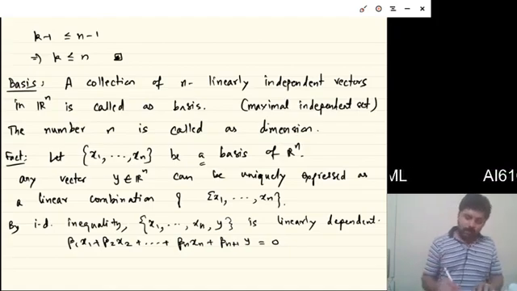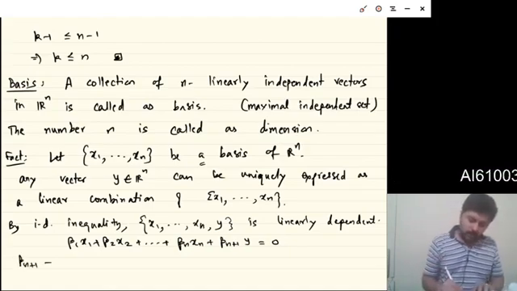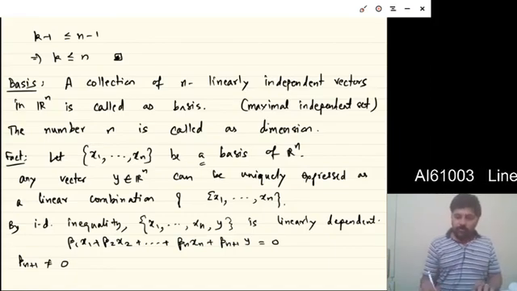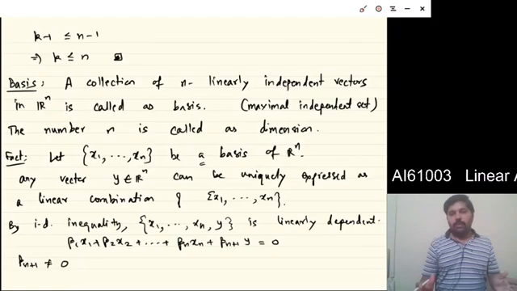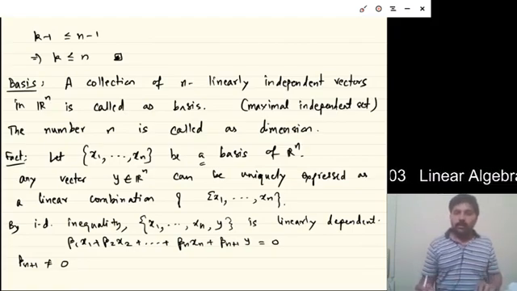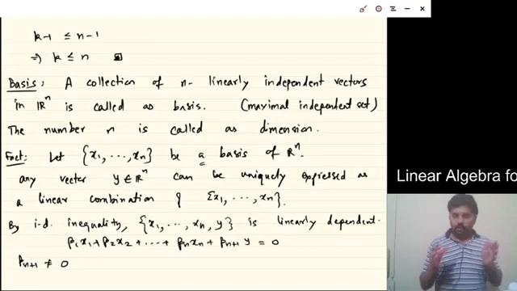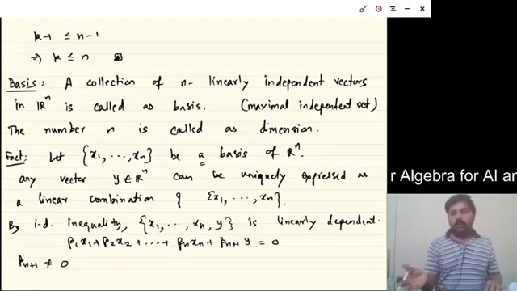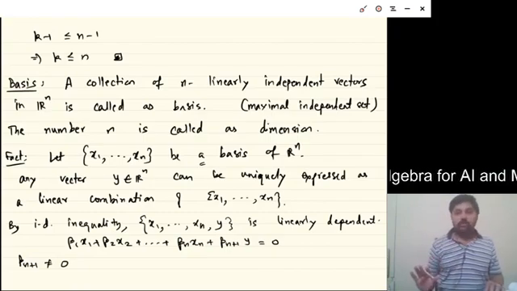Here beta n plus 1 cannot be equal to 0. Because if beta n plus 1 is equal to 0, then all the betas will be equal to 0, because x1, x2, xn is a linearly independent set. So you will have a trivial linear combination equal to 0, which will mean that this is a linearly independent set, which is not possible.